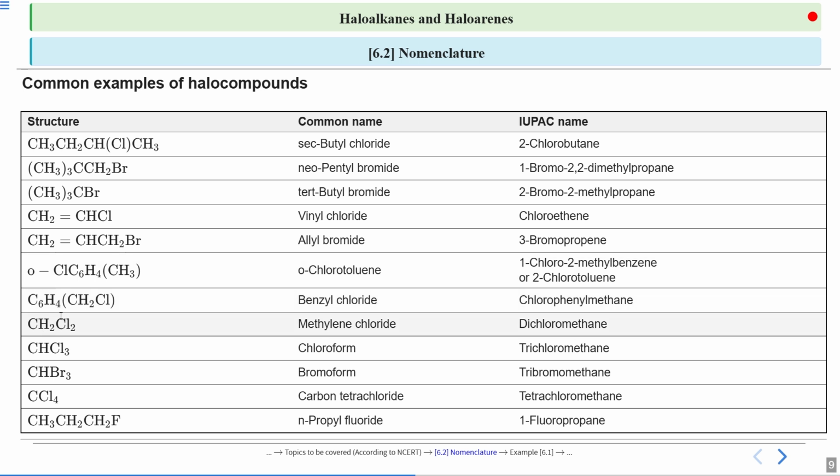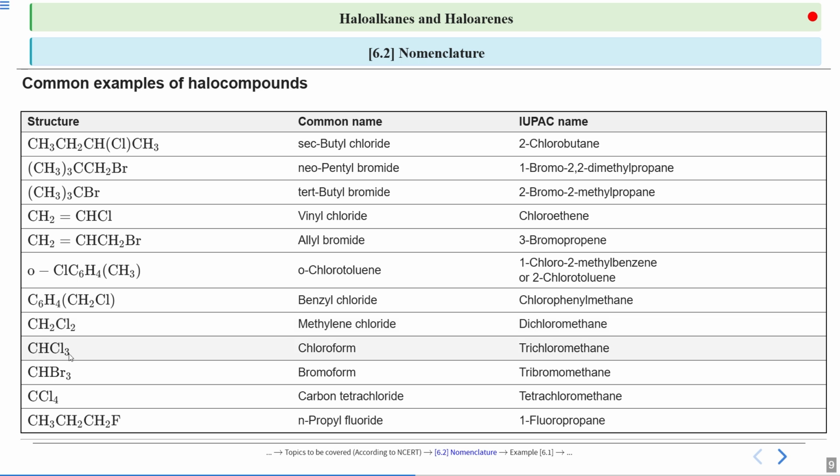Next structure is CH2Cl2. The common name is methylene chloride. The IUPAC name is dichloromethane. Remember, we have just studied dihalo compounds. So this is the dihalo compound CH2Cl2, where two chlorines are present on the same carbon. So we write its name as alkylene chloride. Okay, methylene chloride, and the IUPAC name will be dichloromethane.